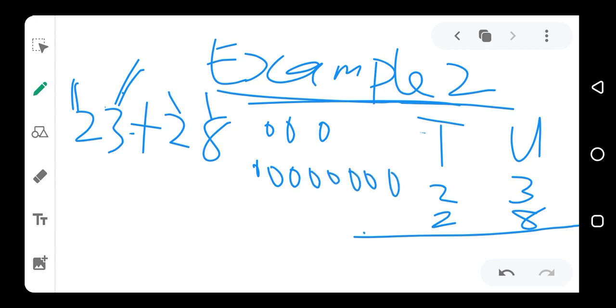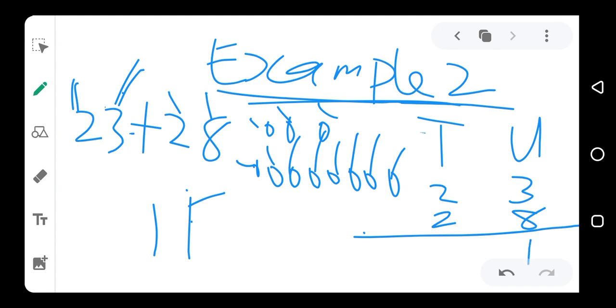This is 8. 1, 2, 3, 4, 5, 6, 7, 8, 9, 10, 11. It will give us 11. So we write 1. 11 is 1, 1. So we write the first one under U.